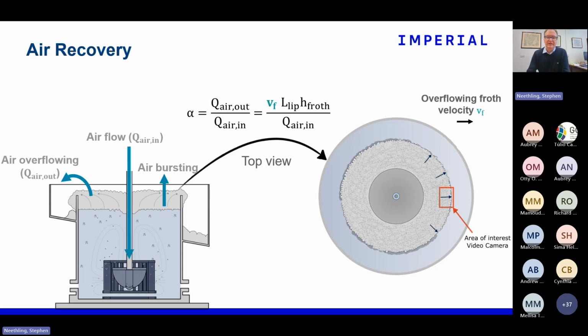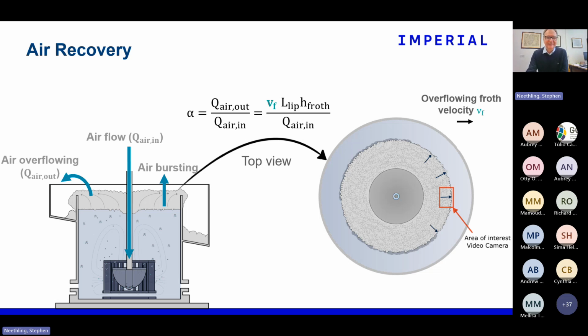So we put a camera over the edge of the lip, sometimes at multiple points, because in industry, not all flotation cells are put in perfectly level, etc. So quite often when we go onto sites, we find that more of the froth is coming over one side versus the other.